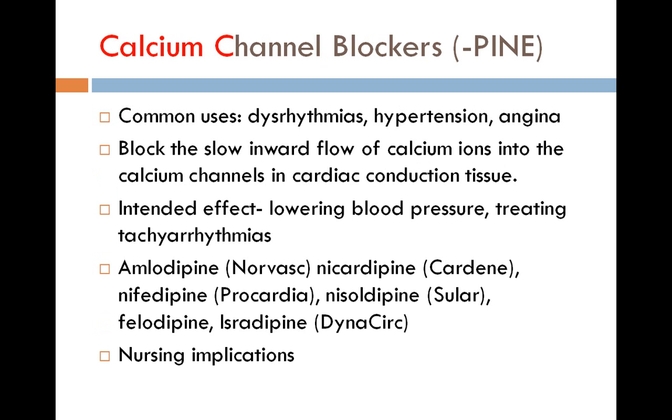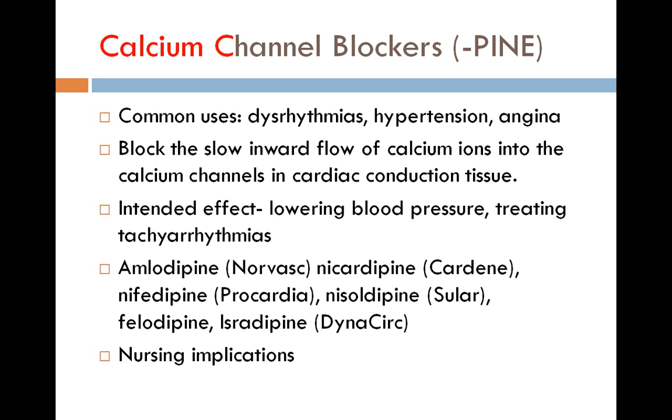Now, calcium channel blockers tend to end in PINE. Some of the common uses that we see for calcium channel blockers, they're used for dysrhythmias, hypertension, and can also be used for angina. And so why do we want to block calcium? The reason we want to block calcium is because calcium overstimulates the cardiac muscle and it causes excessive contraction. So that's why we use calcium channel blockers for our patients that have hypertension, because it's going to decrease some of that contraction. And so we can also use it, again, for dysrhythmias and angina.